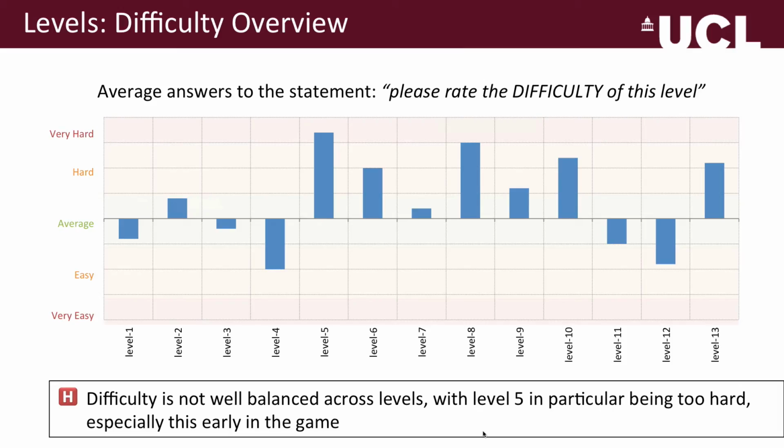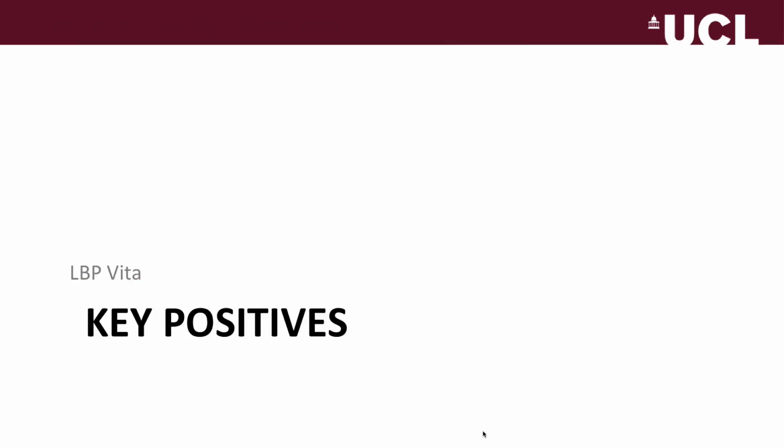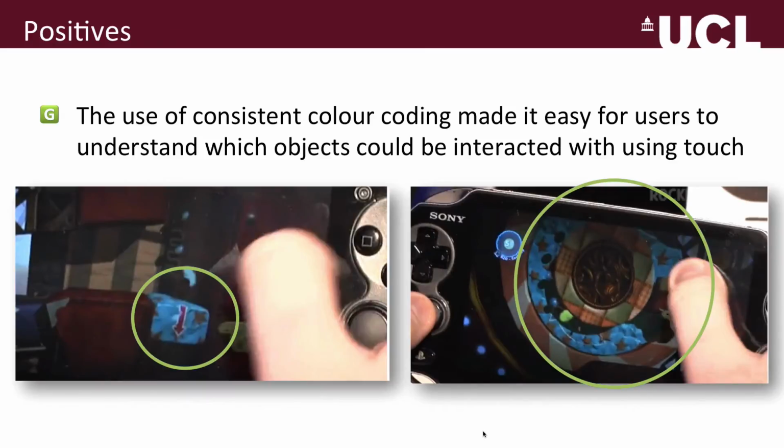On to the difficulty. Remember, one of the objectives was to assess the difficulty of different levels. So there are 13 levels, and here is a bar chart to illustrate a kind of Likert scale from very hard to very easy, how difficult each level is, and you can see there's a lot of variation in the difficulties of the levels. On to the key positives. So the use of consistent color coding made it easier for users to understand.